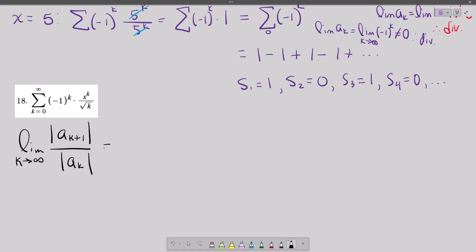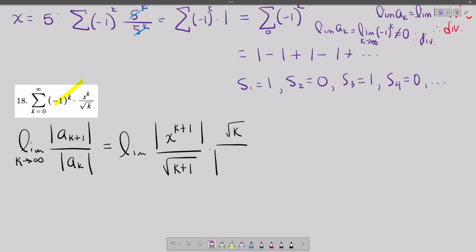And as soon as we see those absolute values, we know right away that we can ditch the switch. That thing is gone. We're taking the absolute value, so it's taking away that minus right there. Okay, so a sub k plus 1. That's going to be absolute value of x to the k plus 1, over the square root of k plus 1. We don't need an absolute value on that because it's always positive. Dividing by a sub k means multiplying by the reciprocal. So we're going to have root k over the absolute value of x to the k. So that's the limit we need to evaluate.